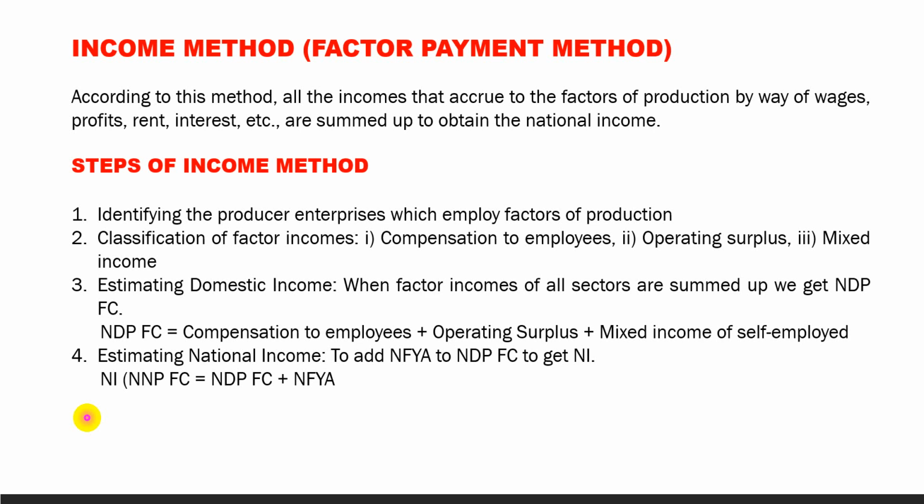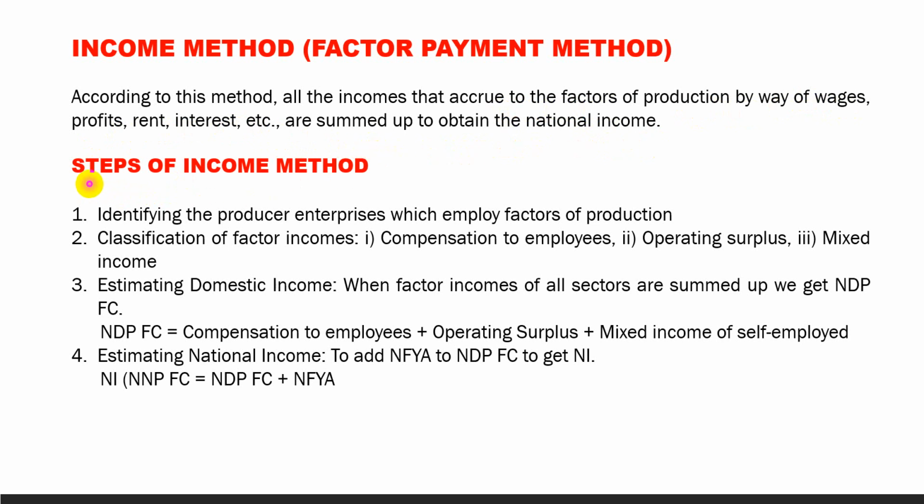So, according to income method, domestic factor income or NDPFC is the sum total of payments received by all the factors of production for their factor services in the domestic territory of a country during a year. So, we see that according to income method, all the incomes that accrue to the factors of production by way of wages, profits, rent, interest, etc. are summed up to obtain the national income.